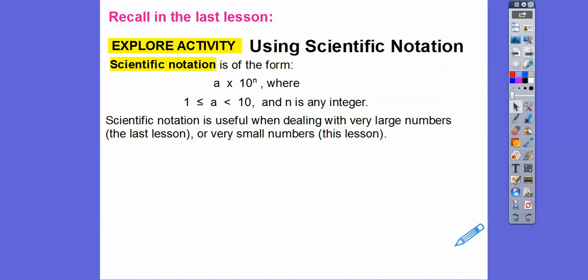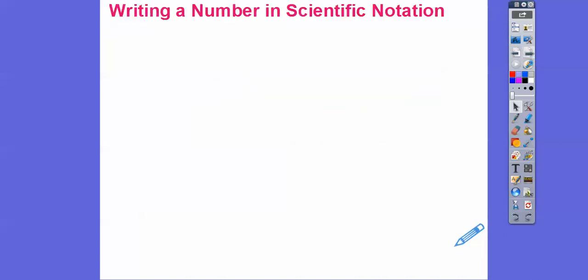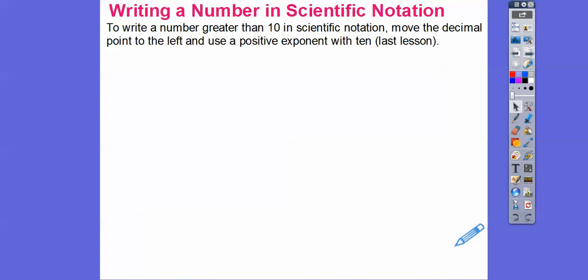So it's useful in dealing with very large numbers, the last lesson that we did, or very small numbers. That's this lesson. Okay, so writing a number in scientific notation. To write a number greater than 10 in scientific notation, we moved the decimal point to the left, and then that made positive exponents with 10. That was our last lesson.